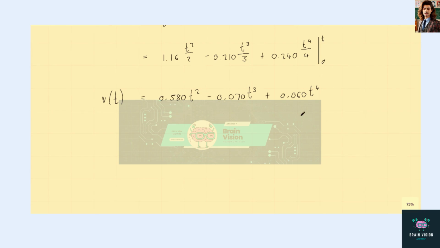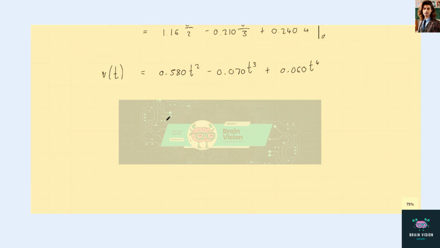Now we can see that at t equal to 0, the velocity is equal to 0. So the initial velocity is 0, and hence the car starts from rest.